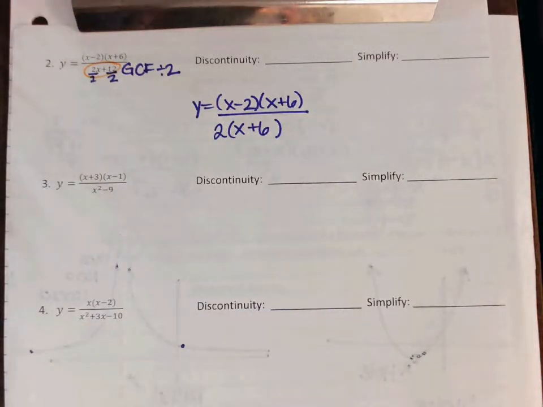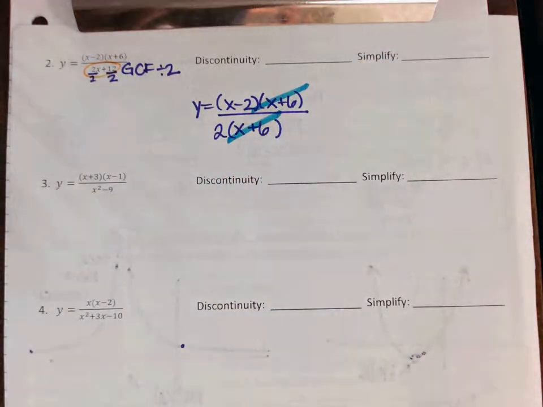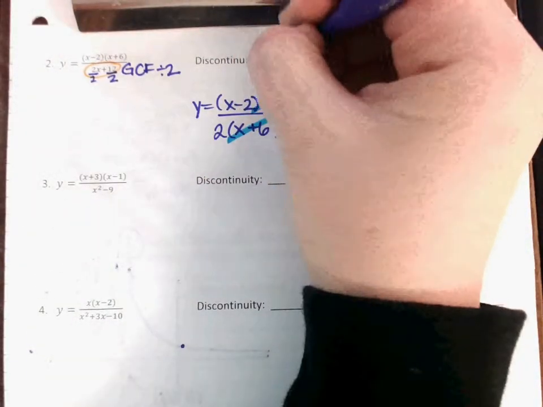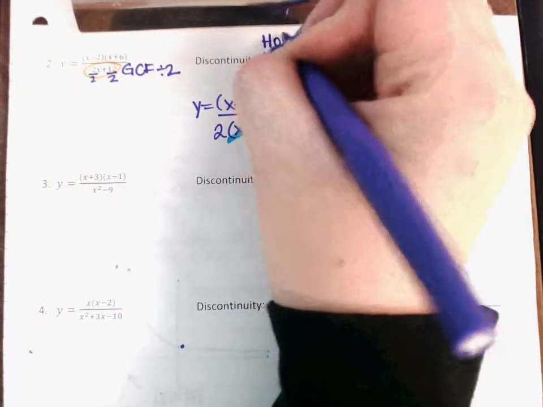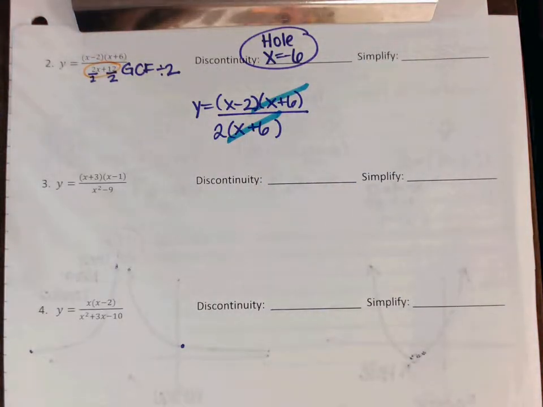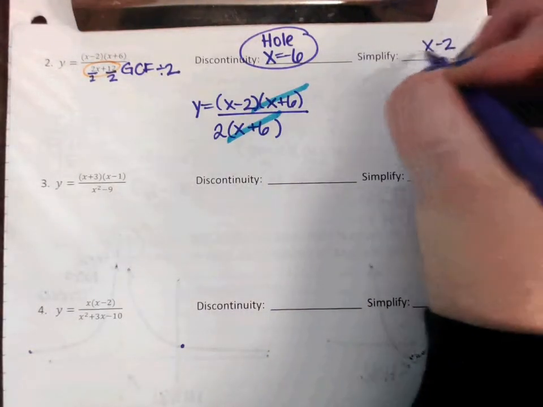Does that make it a hole or a vertical asymptote? Hole. And where is the hole if it's x plus 6? Minus 6. Very good. And then I'm going to put hole. Now, the only place that you care about x's is if they're left over on the bottom. So do I have any other x's left over on the bottom? No, then you're done. So it'd be x minus 2 over 2.